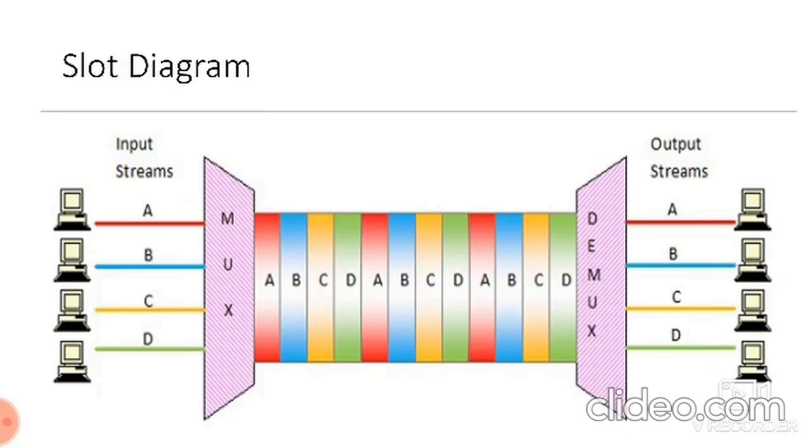till its next turn. So once A is received, it should wait for B, C, D to choose their respective slots. After D has chosen its respective slot, again A will get its turn. Similarly, all the input signals will use the whole channel in different separate slots, and at the receiver side the demultiplexer will receive the composite signal and separate it into the particular given input signals.